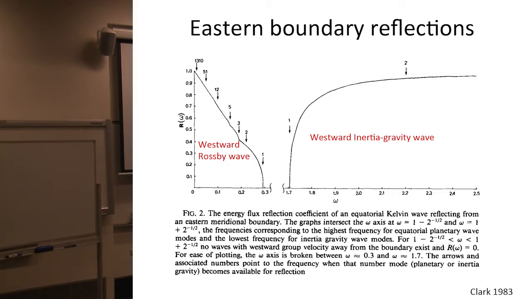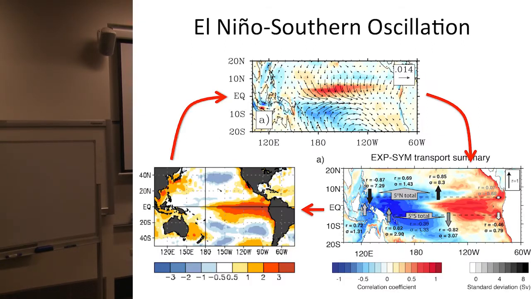You could see, when I showed that movie earlier, the Kelvin waves peeling across the coast, and then they started to remove themselves from that eastern edge and propagate across the boundary. So that was the westward Rossby wave. Okay. All right.